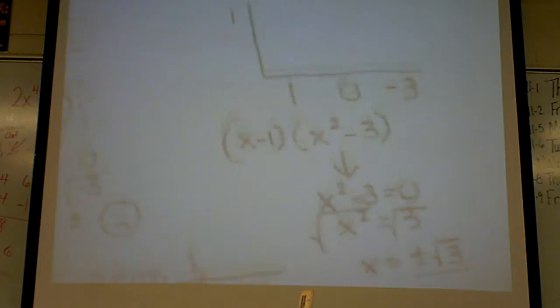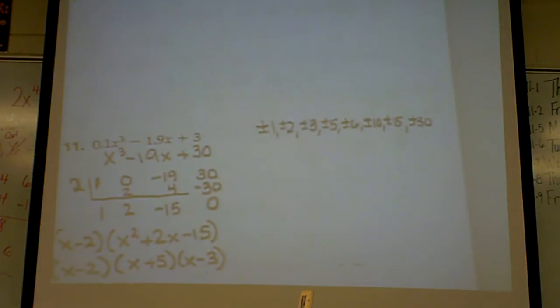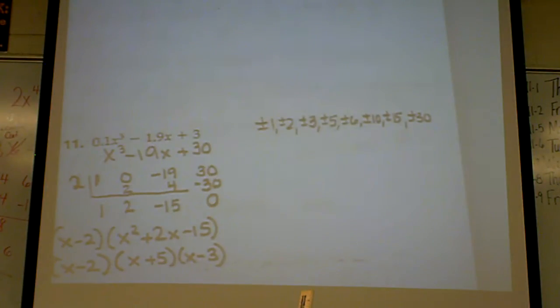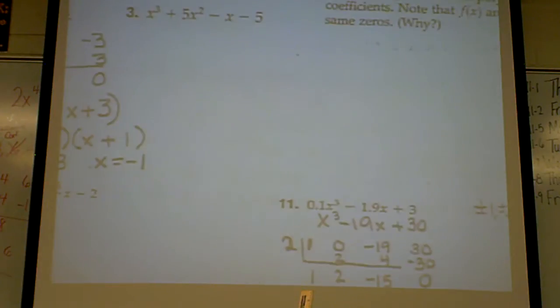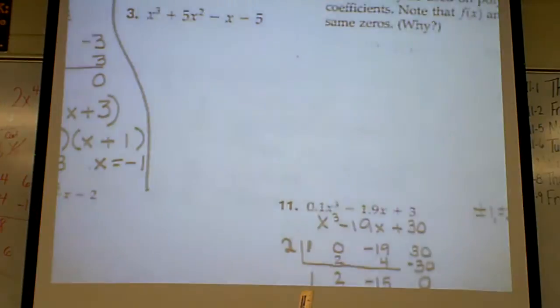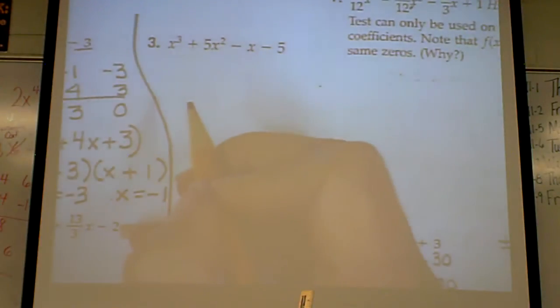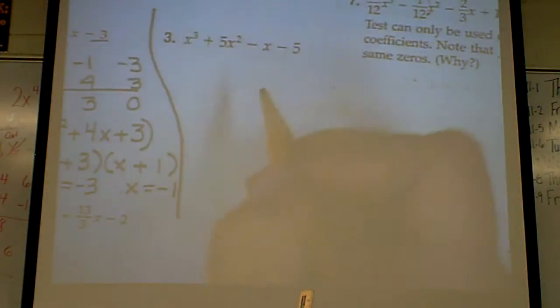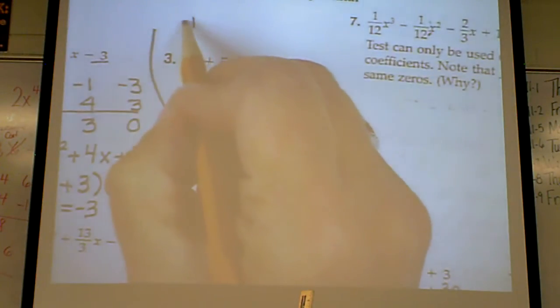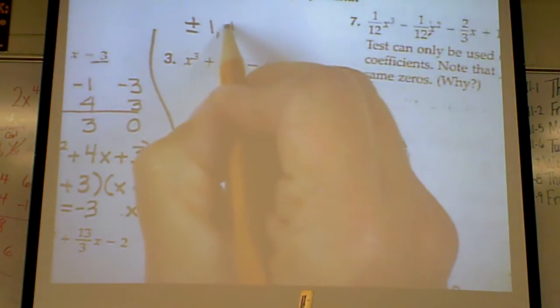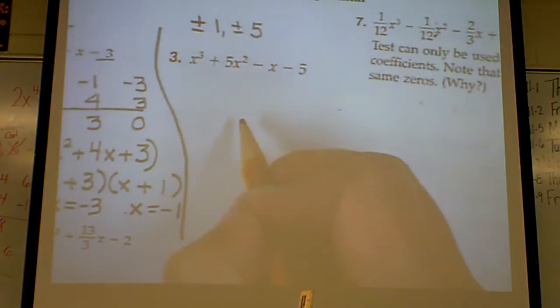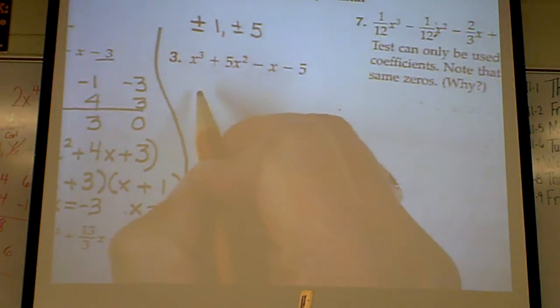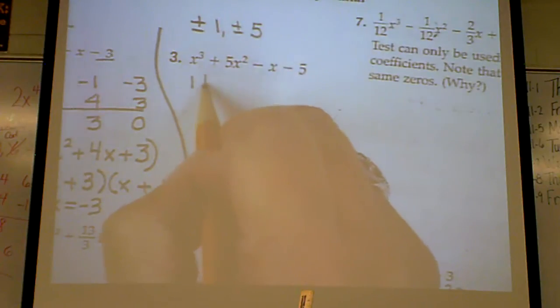All right, next. We're gonna try number 3. Let's do number 3 together. What would you do on 3? You find possible ones. What are your possible ones? Plus minus 5, plus minus 1. Okay? So we try, what do you want to try first? 1. I always try 1.